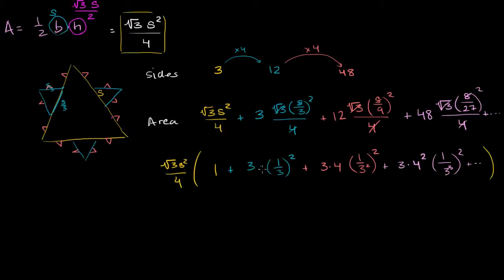So in each step, we're multiplying by 4, and the power of this 4 is incrementing. So it goes from, there's really 4 to the 0th power here. We have a 1 here. You can kind of imagine it implicitly.